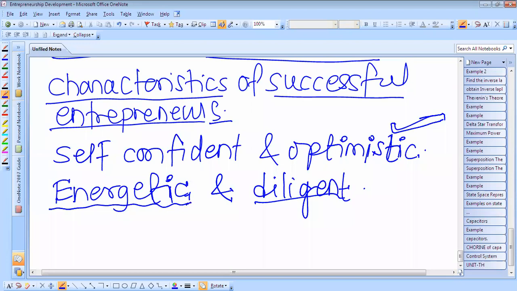Otherwise, if you do not rise early in the morning and do not work as per the goals and objectives you have set, probably those are not the characteristics of entrepreneurs. Entrepreneurs are always energetic, always eager to do the work, working 24/7 for their enterprises, and in this way they can succeed in their life. The next characteristic is that they are able to take calculated risks.